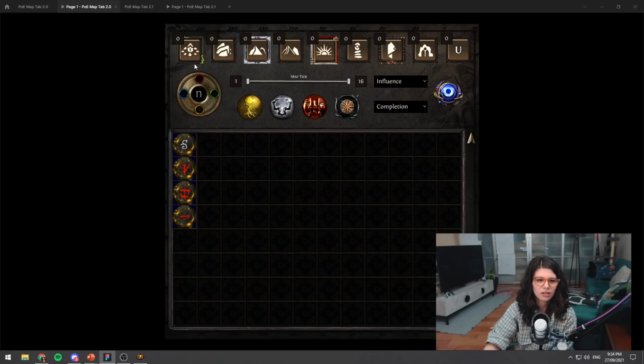Also, a thing to note here is that I included the influence on the region button at the top so that you could tell that anything within there was influenced by whatever conqueror was present.